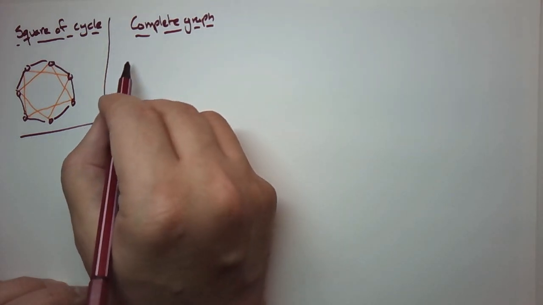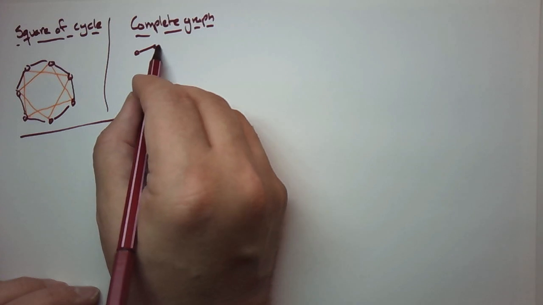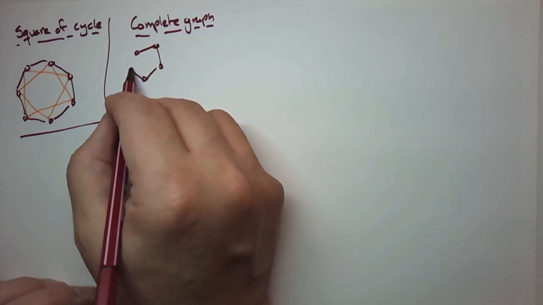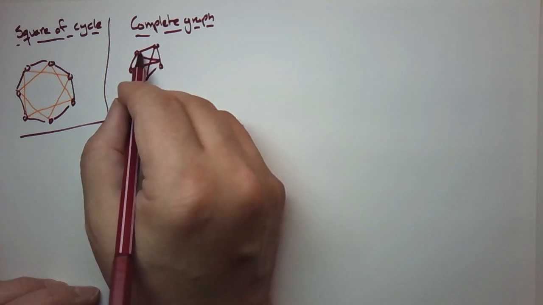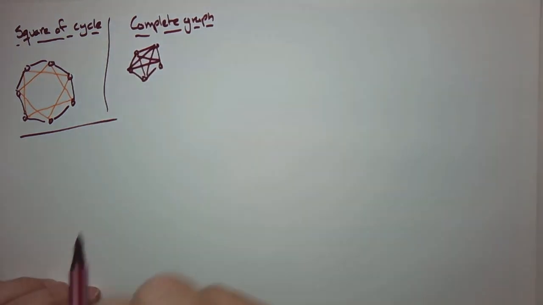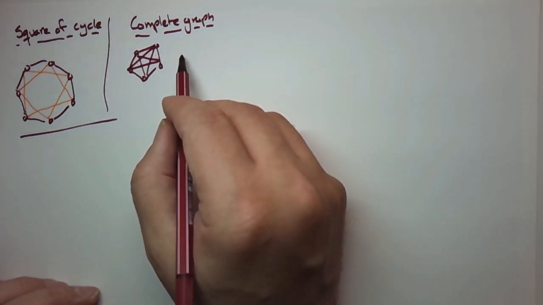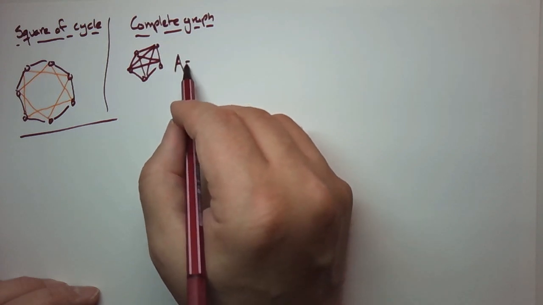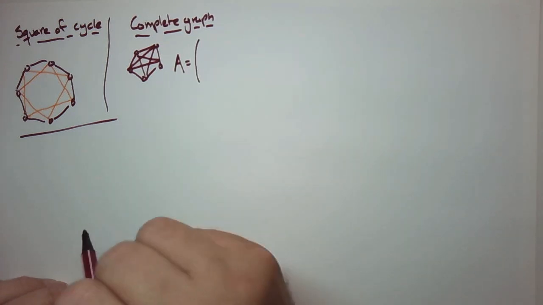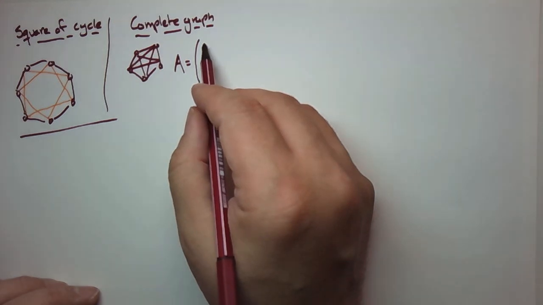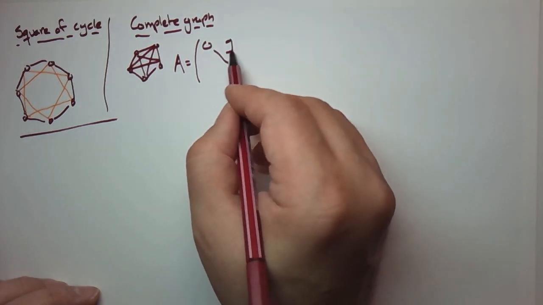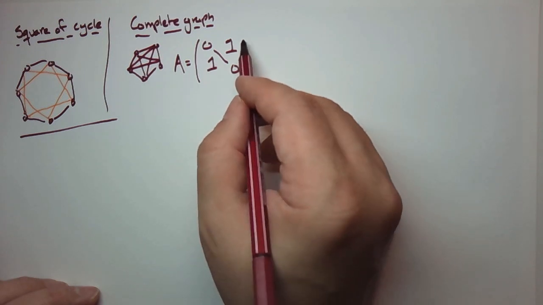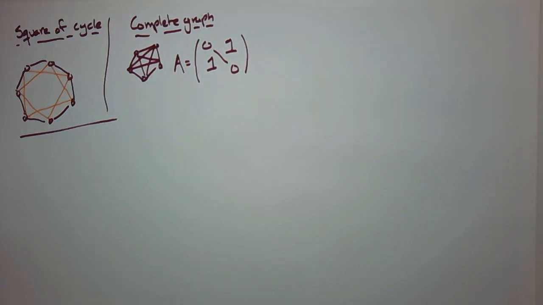Okay, so the complete graph, we'll draw a quick example. We'll do 5 vertices because that seems to be the tradition with complete graphs. And what does the adjacency matrix look like? On the diagonal, you have zeros, and then off the diagonal, you have ones, because everything's connected to everything else.